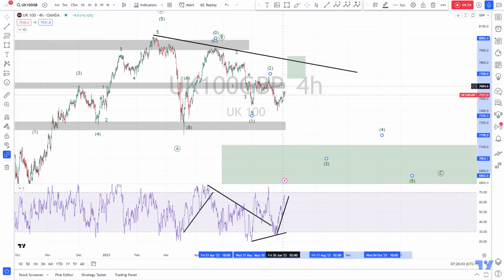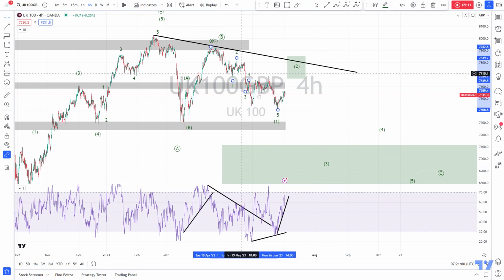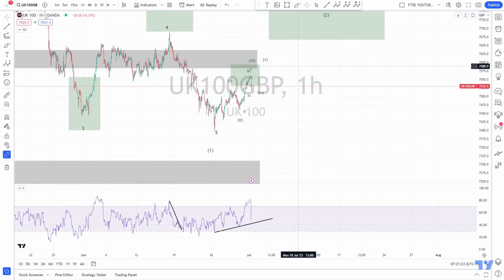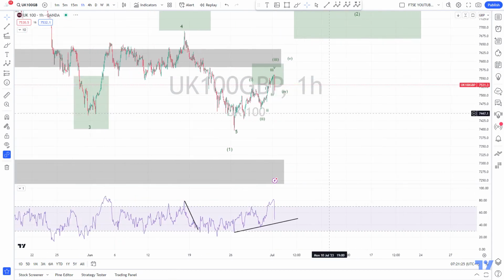For me, both scenarios are valid. This one looks nicer, I would say. The distribution looks better, but I also think this one could be valid. So this is important for our short trades. Where will we initiate our short? Should it be in this area or should it be in this area? So now let's have a look at the 1 hour.